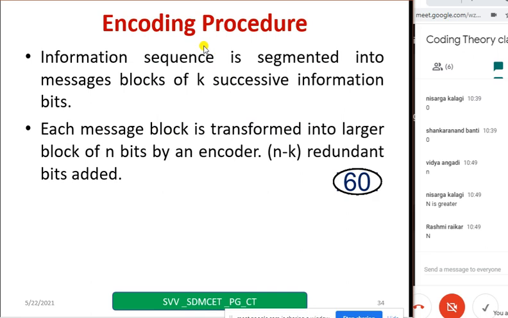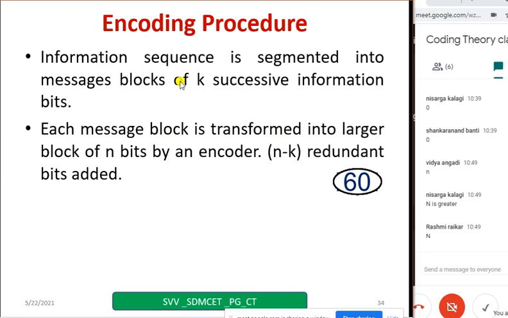Now, the encoding procedure we are going to discuss without taking any numerical example. And similarly, the decoding procedure we discuss without taking any numerical example. It is a generalized discussion. Some students may get some doubts. Don't worry. When we start discussing with a numerical example, you will understand 100%. Everything will become more clear.